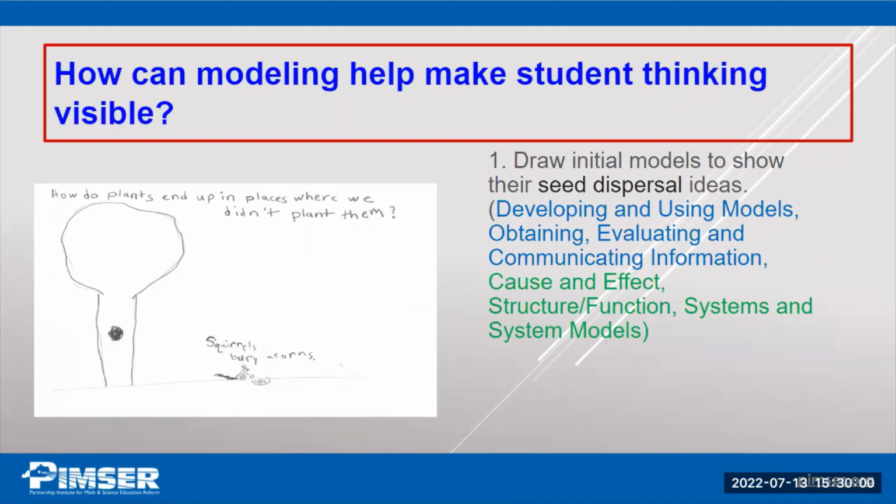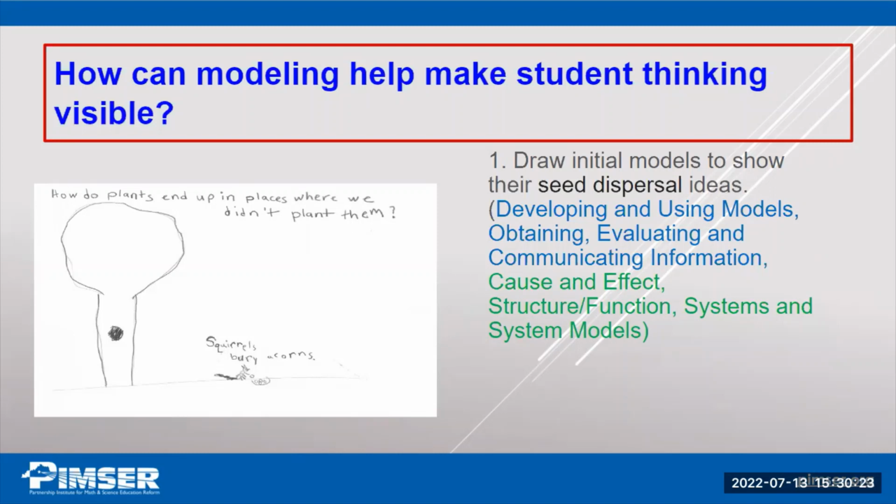With our phenomena in mind, I'd like to start by having students work to draw their initial model, showing their thinking about our focus question. How do seeds end up growing in places where we didn't plant them? So they might first draw initial models to show their seed dispersal ideas.